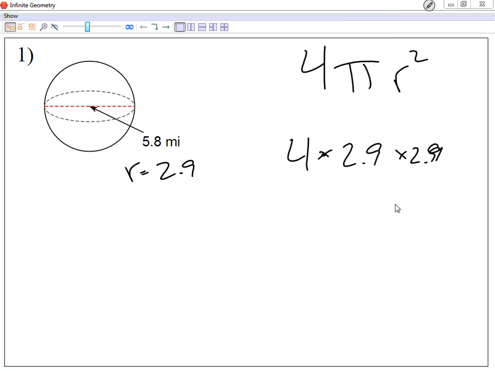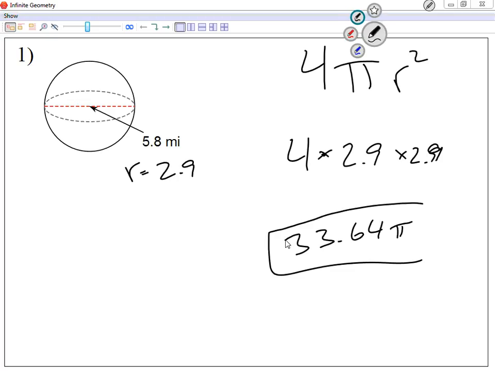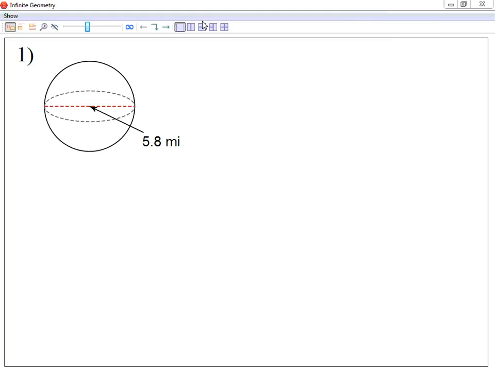What is it? 33.64 and then pi. So 33.64 times pi. But the instruction said leave pi as a pi, so leave pi as a pi. So 33.64 pi. That's it. That's the surface area. Alright, let's take a look at question number 2.